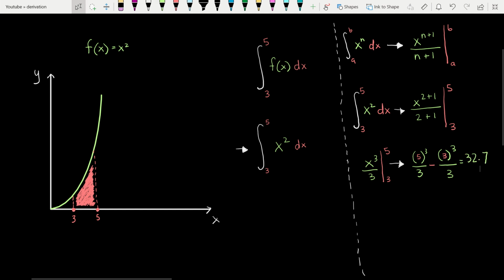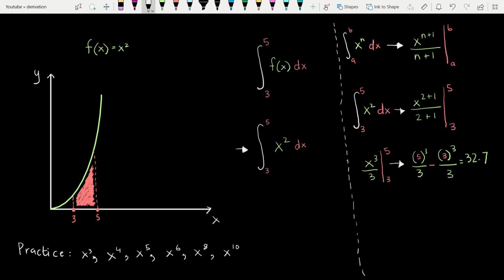This is how you solve integrals in the form of x raised to the power n. You need to identify this form first, and only then will you be able to solve integrals like this. These steps that I just showed you are really important. If you miss any of these steps, you're not going to get the right answer. So go ahead and practice on all of these examples, and you can take any two limits.